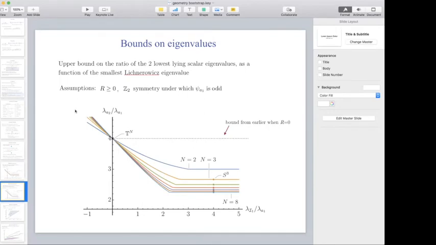Here's the same thing, but now under an additional assumption: that there's a Z2 symmetry under which the lowest eigenvalue is odd. Spheres, for example, satisfy this. So here we get an even slightly different bound. And here we're getting close to optimal, at least in some region, because the spheres lie exactly on this line that we find.